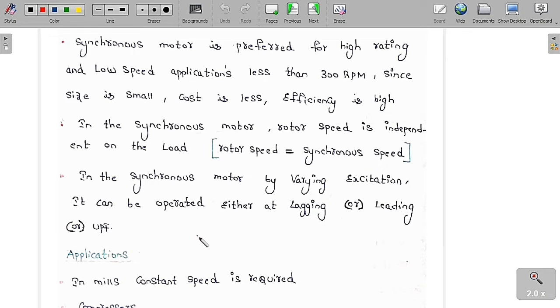Whereas the synchronous motor is also not a self-starting motor, because the starting torque is equal to zero. Whenever the load increases or decreases for the synchronous motor, independent of the load, the rotor speed is always constant, equal to synchronous speed. And the synchronous motor can be operated at any power factor that you want by varying the excitation, so either lagging, leading, or UPF.